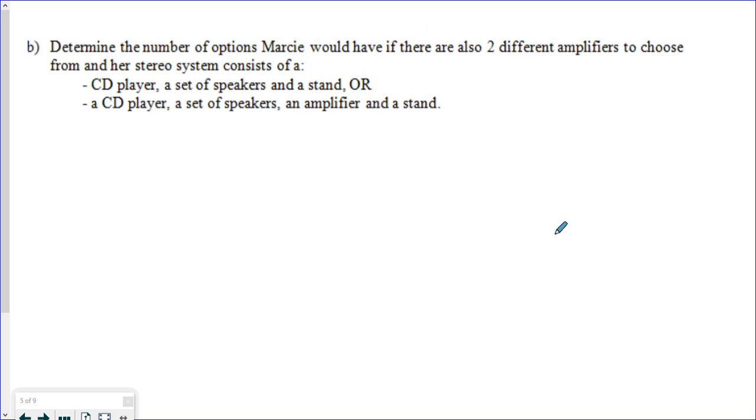So the next one, oh, still on Marcy, says determine the number of options Marcy would have if there are also two different amplifiers to choose from, and her stereo system consists of, so this is another or question. We see there's a big or there. So we know we're going to be adding these different options. So a CD player.